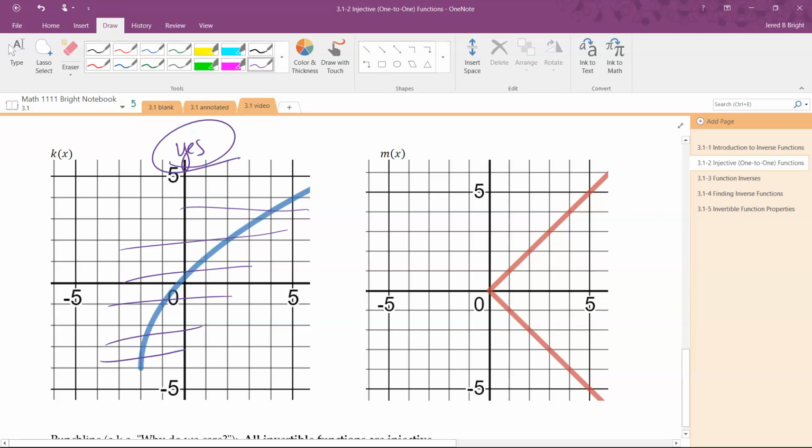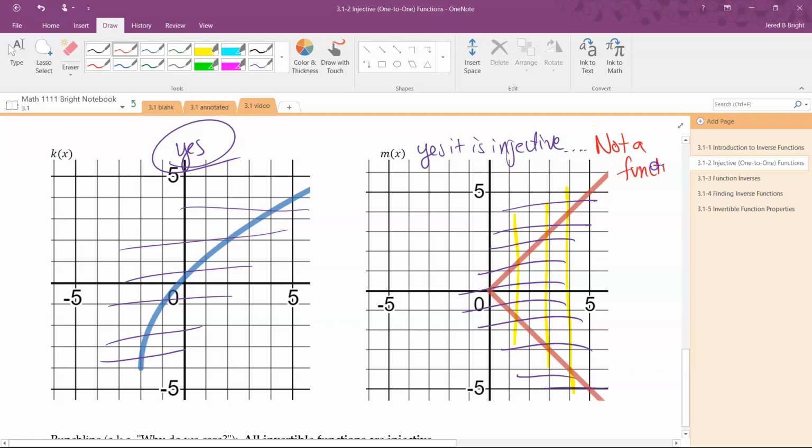And now this next one, M, yeah, it passes the horizontal. So, yes, it is injective. Okay. But if you look at vertical lines, it fails the vertical line test, okay? But that means it's not a function. Okay? Be careful, okay? We could throw curveballs at you like that.